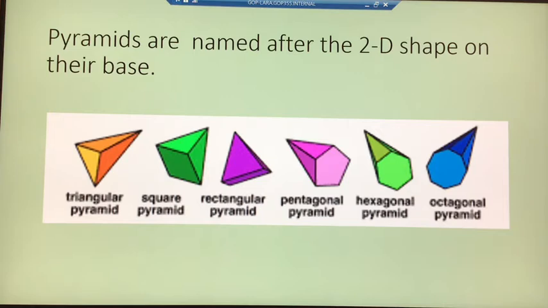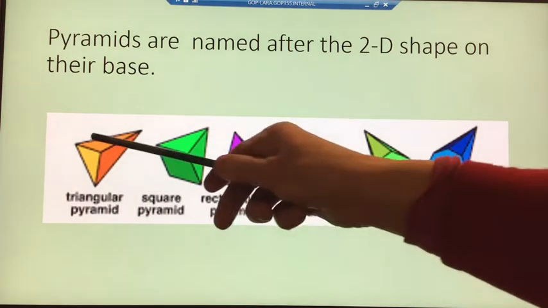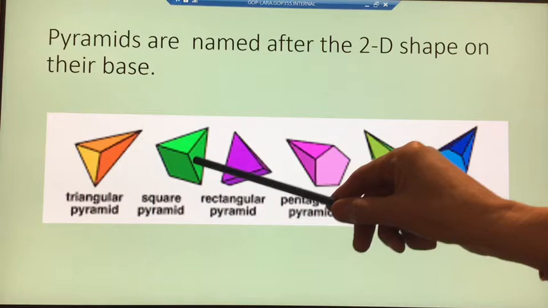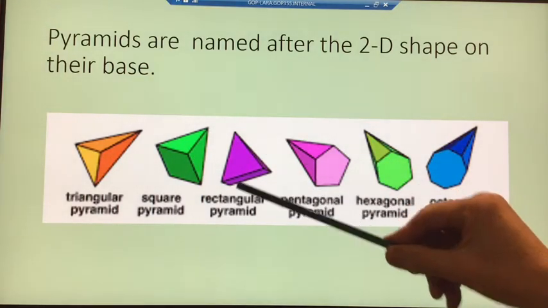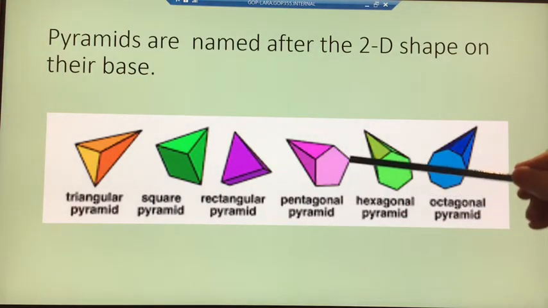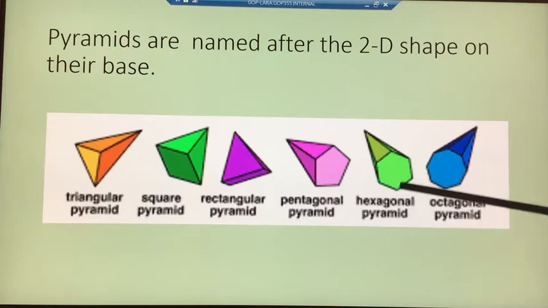Now pyramids are named after the 2D shape on their base. So right at the very end we have a triangular pyramid because the base is a triangle, then a square pyramid, a rectangular pyramid, a pentagonal pyramid, a hexagonal pyramid and an octagonal pyramid.